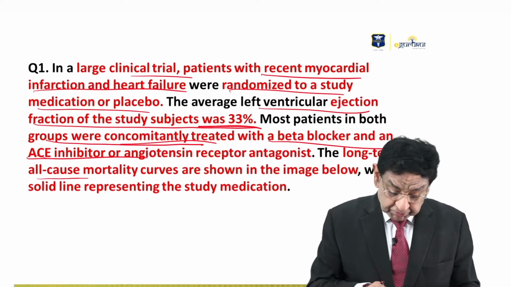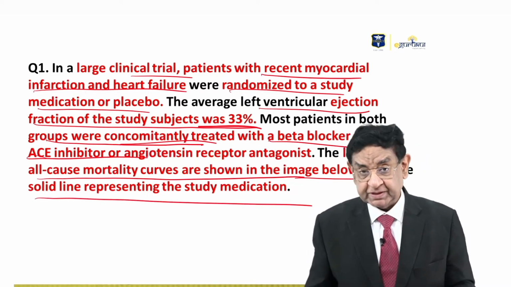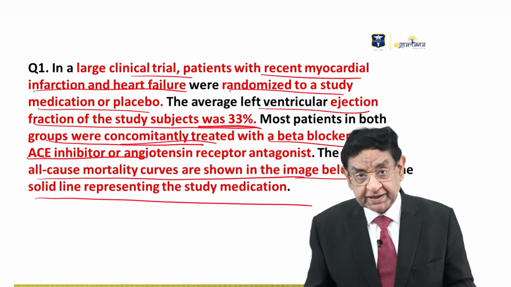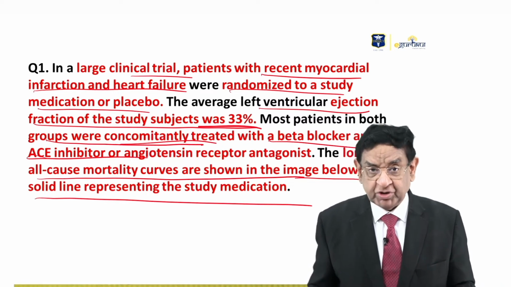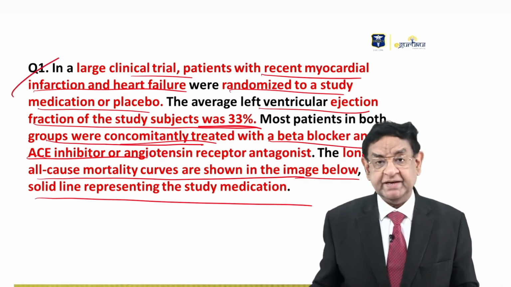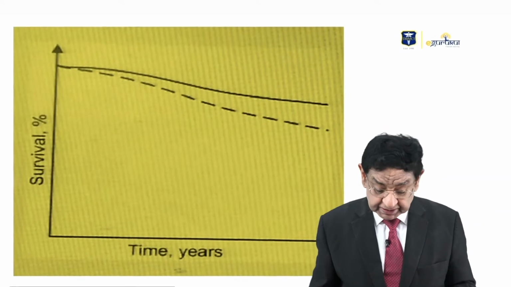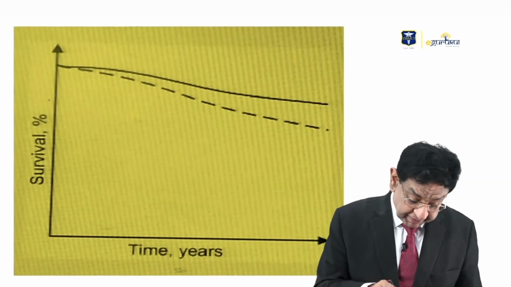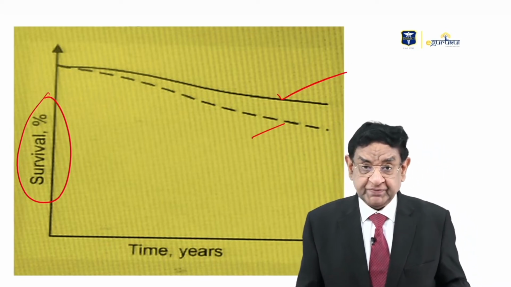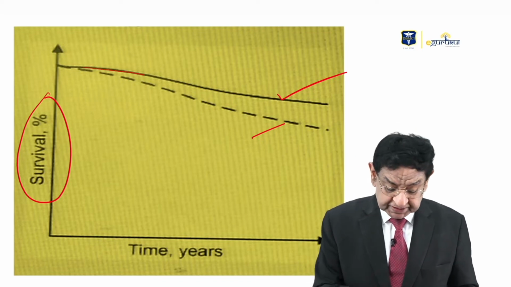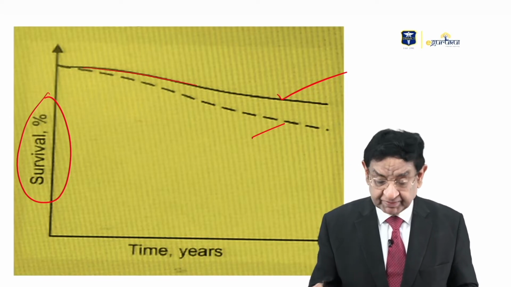The long-term all-cause mortality was shown in the image below, with the solid line representing the study medication. In summary, the patients were already taking beta blocker plus ACEI or ARB, and the new drug was added, and they want to see the effect in patients who already had an infarction with heart failure. You can see this is survival percentage. This is the drug and this is the usual. Definitely, if you look at the graph, this trial drug has substantially benefited the patient. As you can see, the survivability is much better with this.